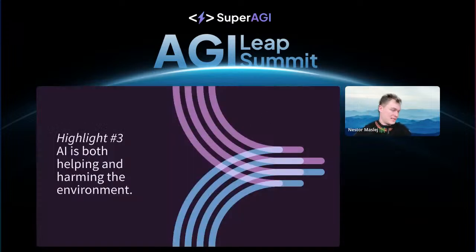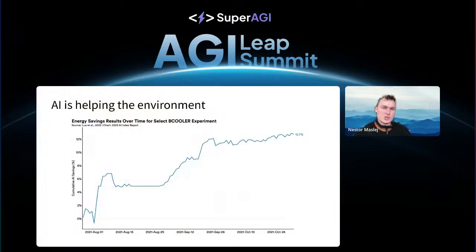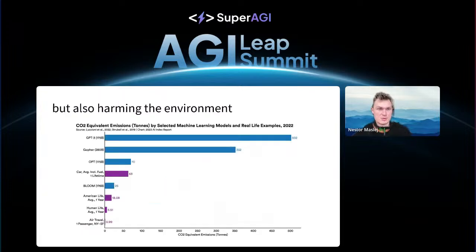The third highlight is that AI is both helping and harming the environment. There's really interesting data that looks at the energy savings of certain experiments like B-Cooler, where DeepMind basically gave a reinforcement learning agent the ability to modulate the cooling levels in a building. And you'll notice that over the course of 3 months, the experiment was able to save around 13% energy.